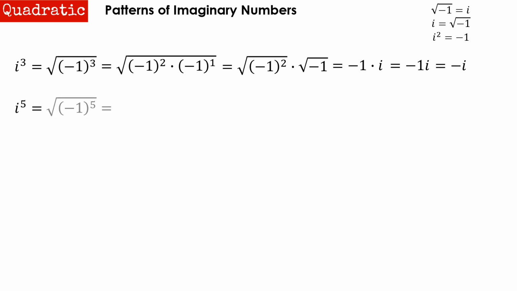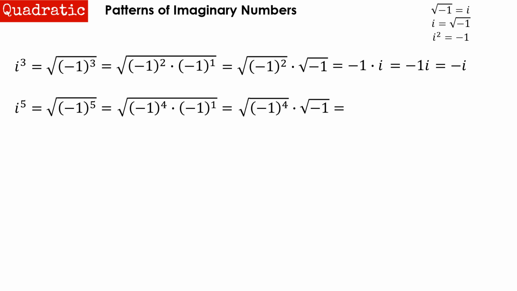i to the 5th, well, let's be a little sneaky here too. I did the square root of negative 1 to the 4th times the square root of negative 1 to the 1st. When I look back at the square root of negative 1 to the 4th, that's 1. And the square root of negative 1 is i. That gives us i to the 5th is just i.